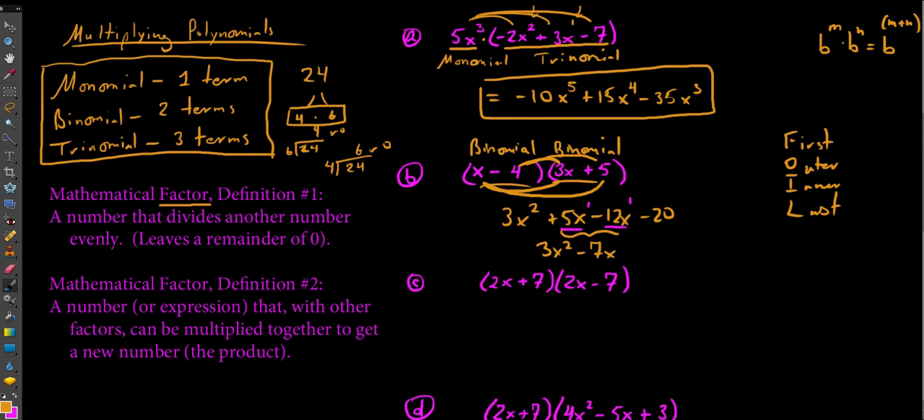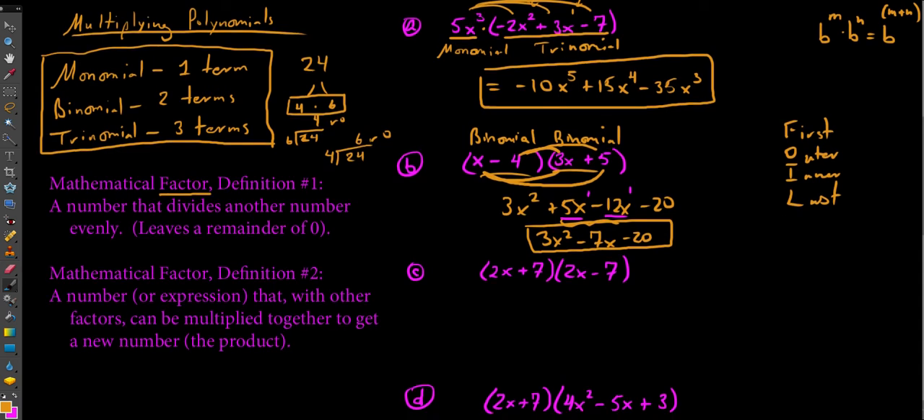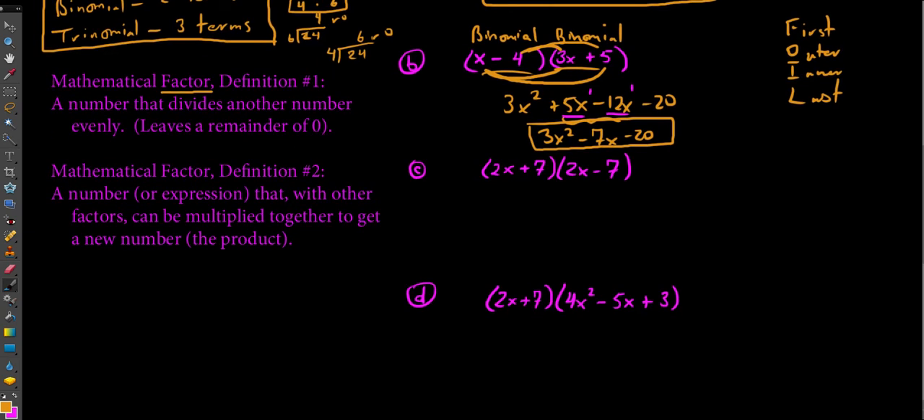So we'd have negative 7 of these x's to the first, and this would be minus 20. Here would be our standard form product, this trinomial. So taking a look at letter C, I kind of got this one set up as a couple binomials we can multiply together as well, and so we're still going to FOIL.